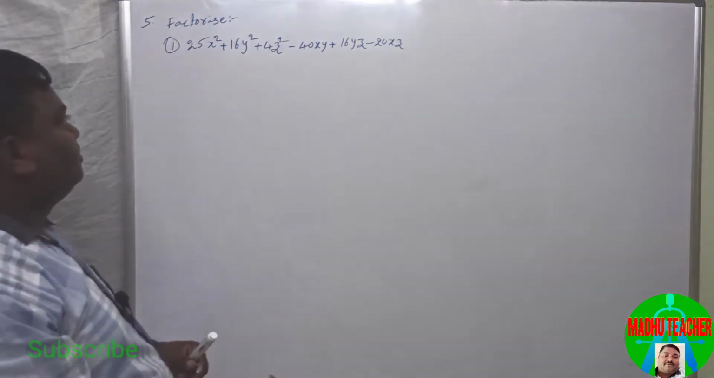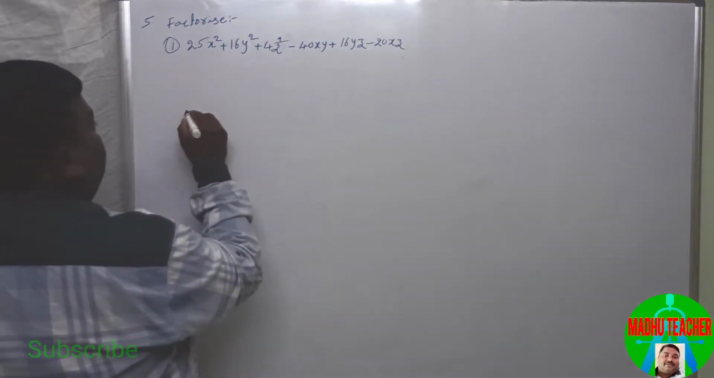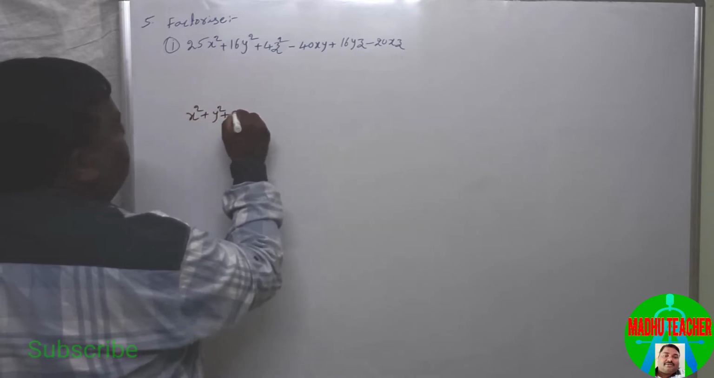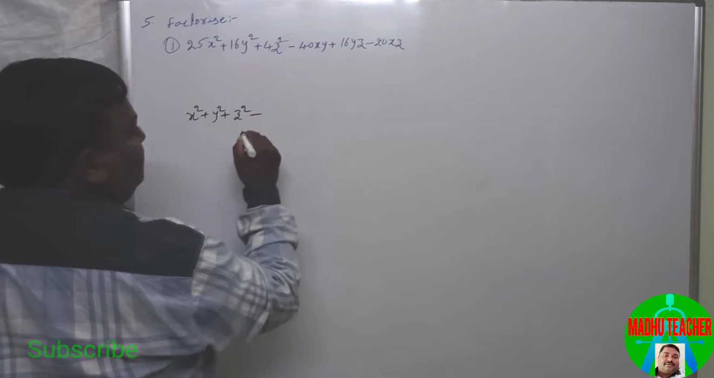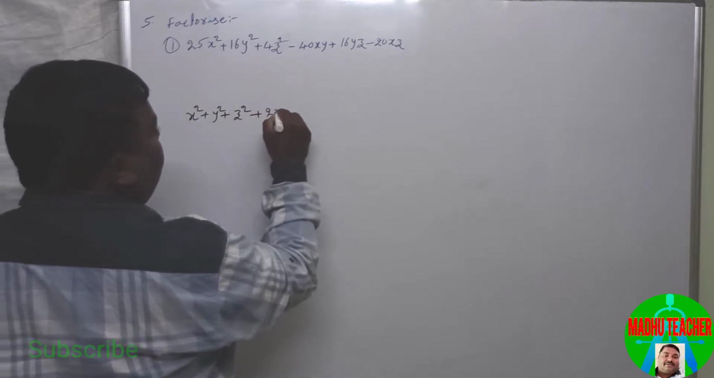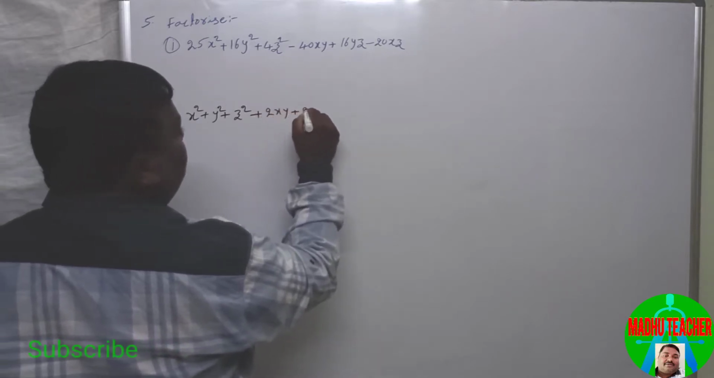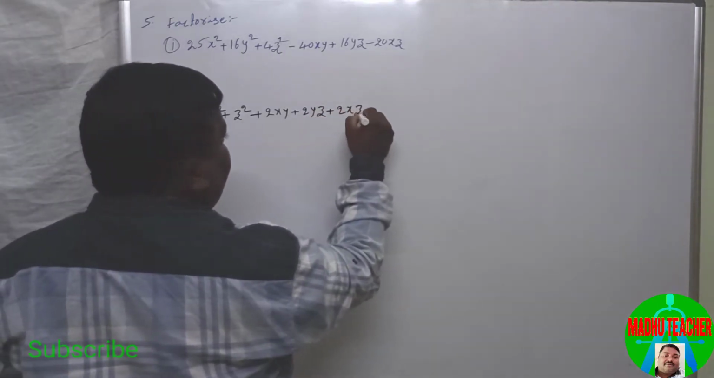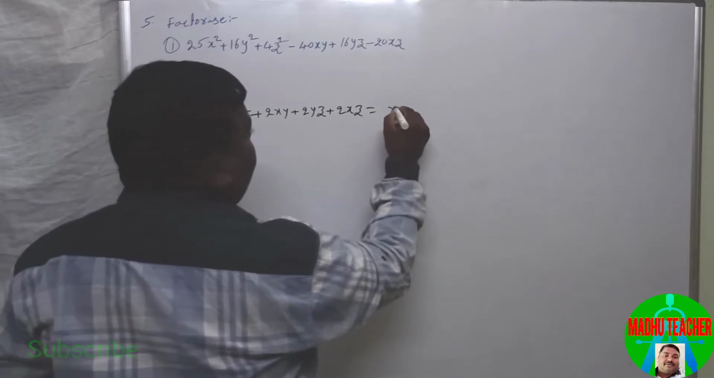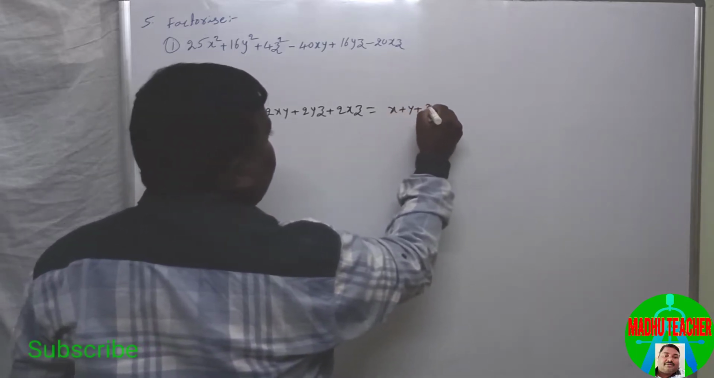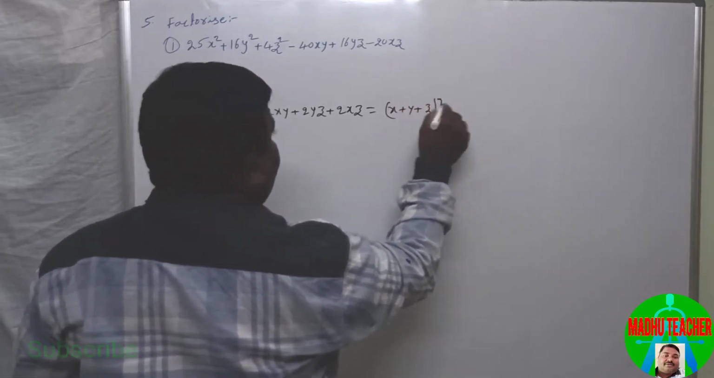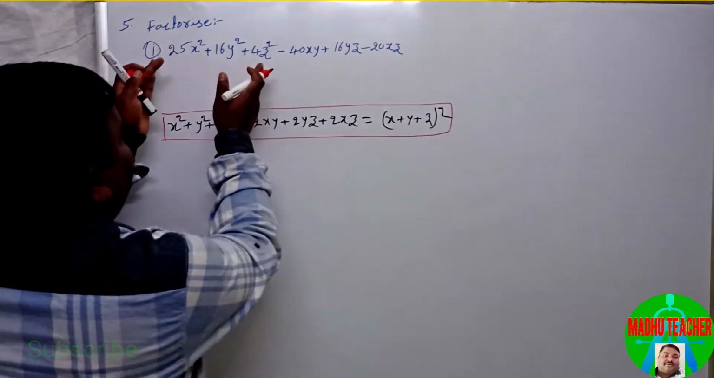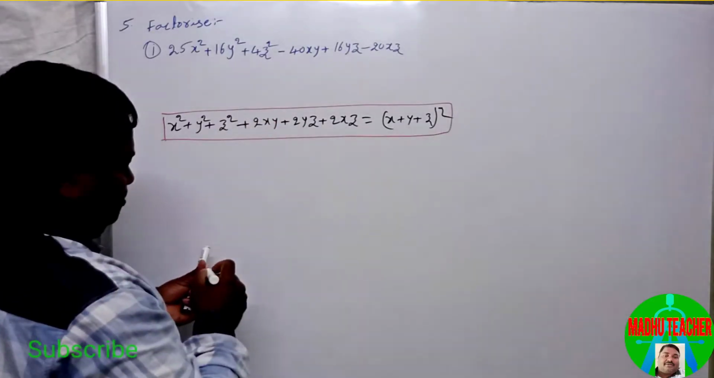By observing this, it is in the form of x square plus y square plus z square plus 2xy plus 2yz plus 2zx, or xz, that equals x plus y plus z whole square. So first of all, you have to change this problem into this form. So let us see.